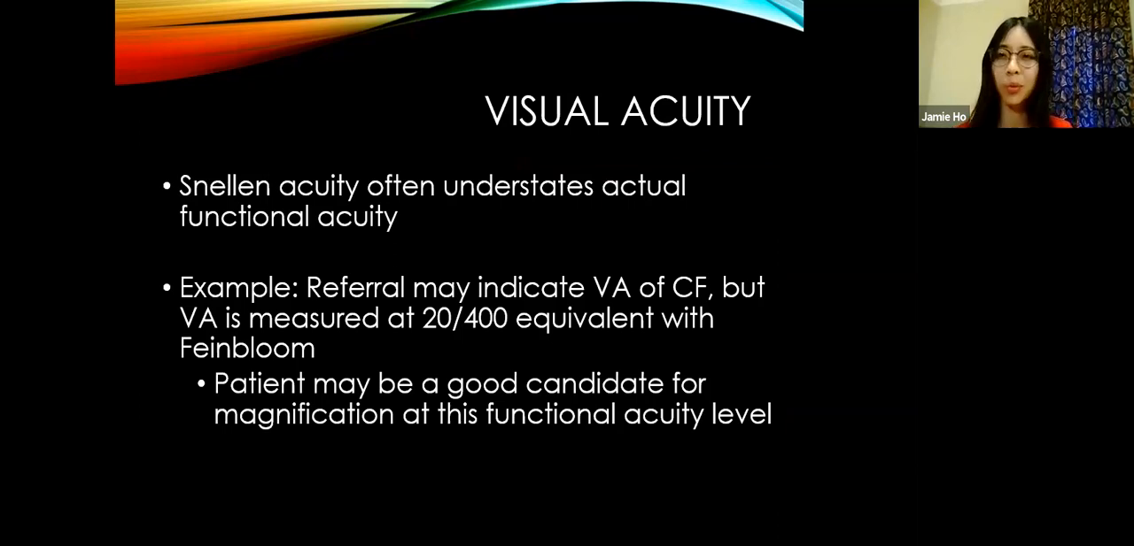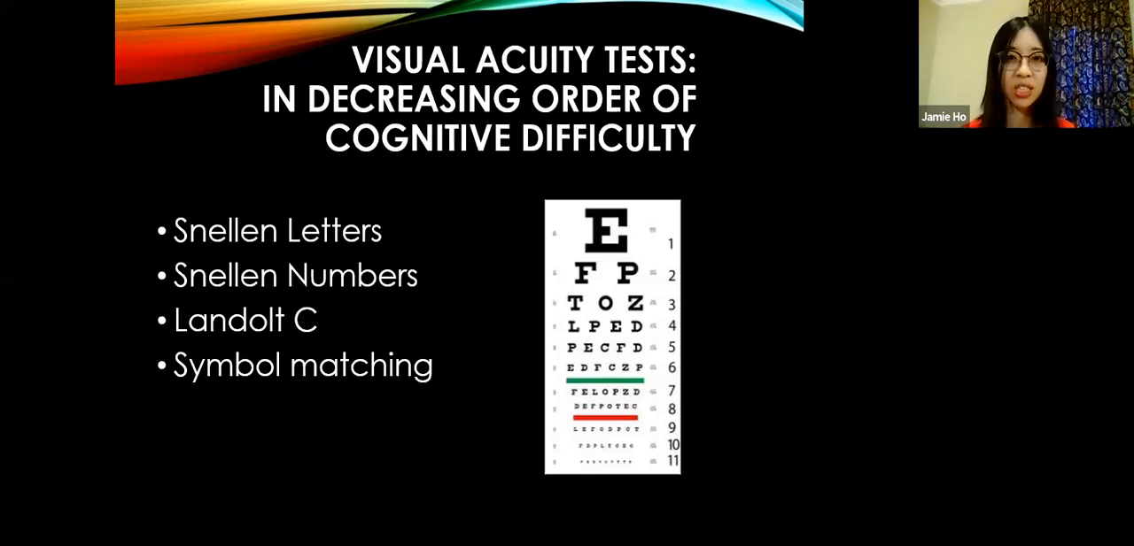So why would we want to measure visual acuity with anything except Snellen? Snellen can understate functional acuity. For example, I might get a referral that says we have acuity of counting fingers. But if we use a Feinbloom chart, we find out the patient actually measures 2400 at some distance. That means they might be a good candidate for magnification, and that this is some level of functional acuity. So I just thought I'd bring this up.